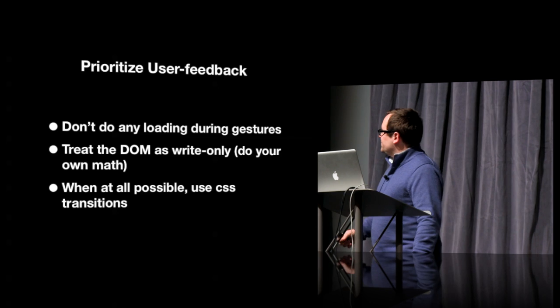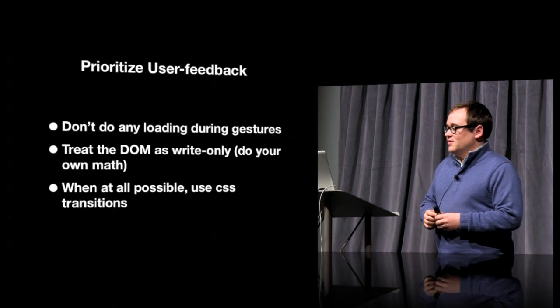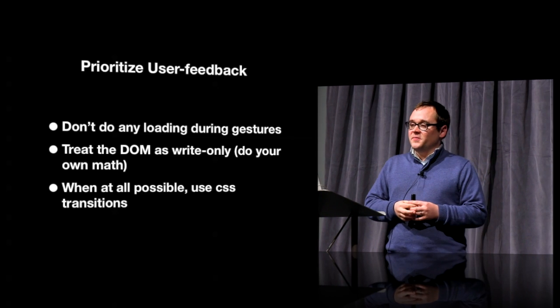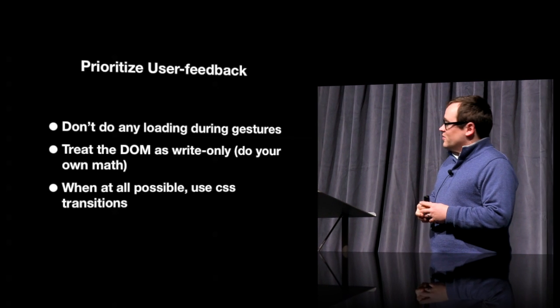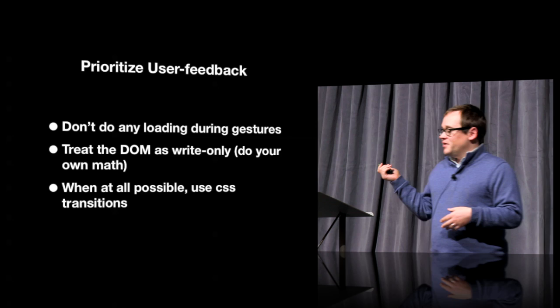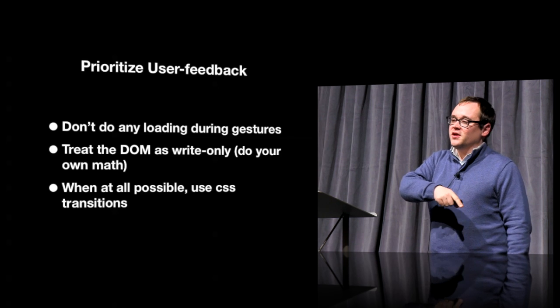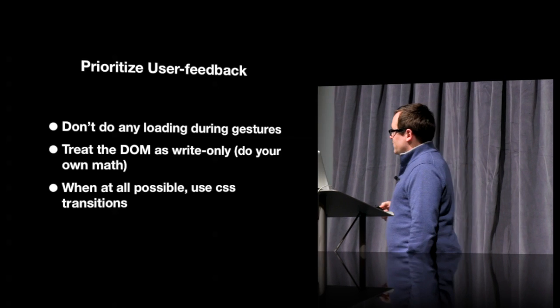So what does it mean to prioritize user feedback? Don't do anything when someone's doing a gesture. Don't load stuff, don't calculate, because everything is expensive, and in JavaScript, everything blocks, with some exceptions, which I'll talk about in a minute. Now, treat the DOM as write-only. This has been really beneficial at Flickr. So you do your own math, and when it's possible, use CSS transitions, because then you're offloading the work into a separate thread and it's not blocking the UI.